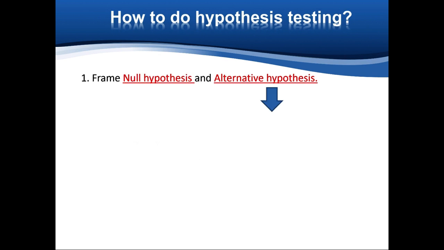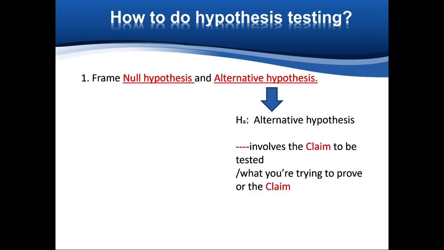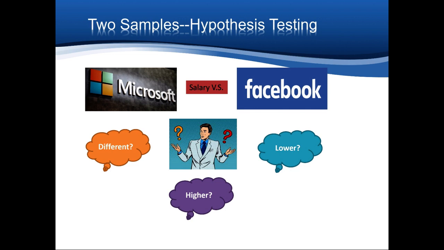HA is the alternative hypothesis. Usually, we put the claim in HA. H0 is the null hypothesis. For example, we compare the mean salary in two companies, Microsoft versus Facebook. Is there any difference in the two companies, or does Microsoft have higher or lower salary than Facebook?